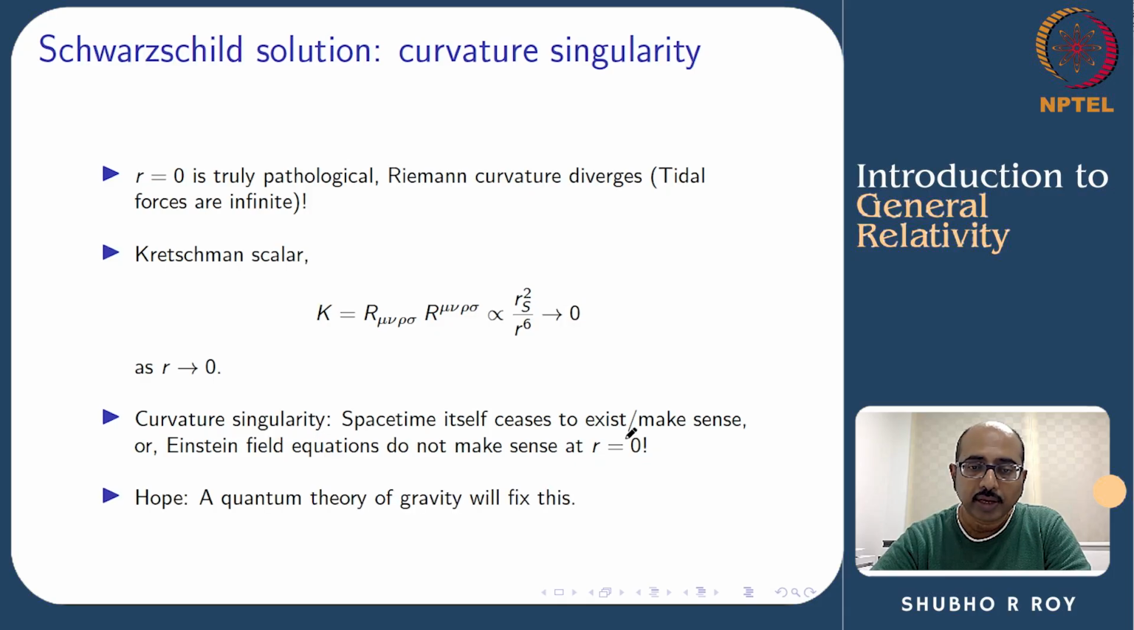And the hope is that a quantum theory of gravity will let us know what the situation is. Does spacetime itself not exist there, not make sense there, or is it that the Einstein field equations do not make sense at r equals 0? So the hope is that a quantum theory of gravity will help us resolve this situation.